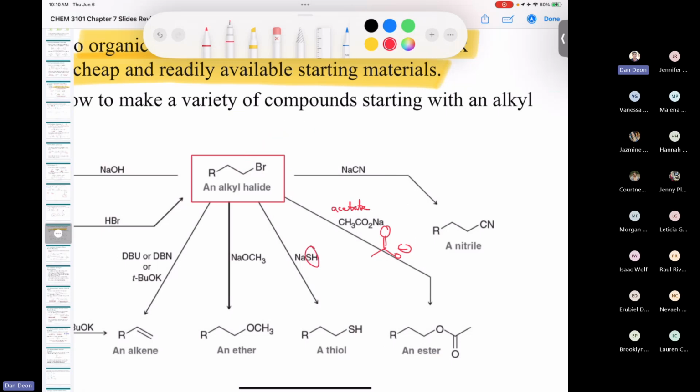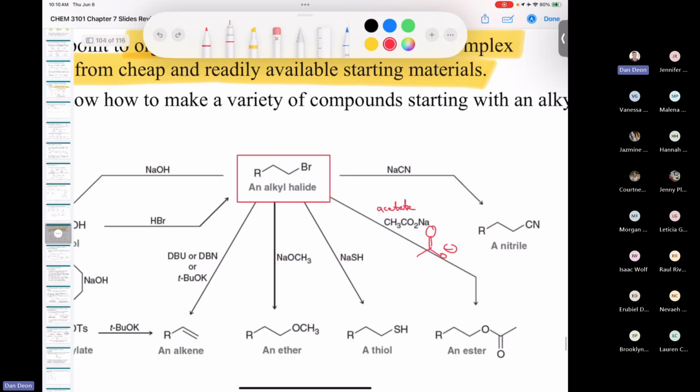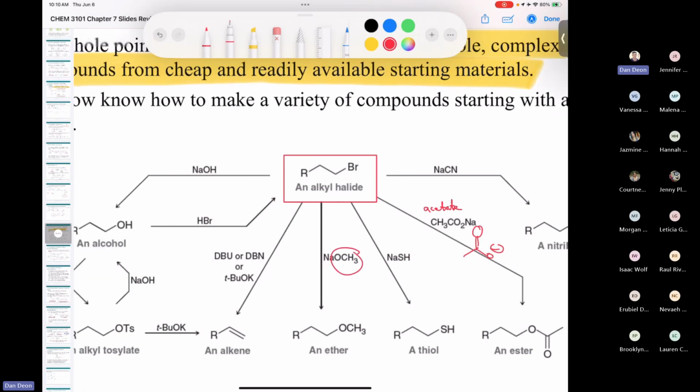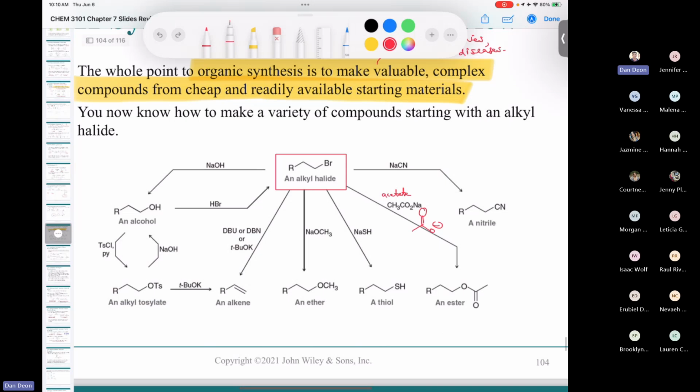Could you use a sulfhydryl anion to do an SN2? Yes. That would give you a thiol. Could you use methoxide to do an SN2? Sure, we did it a bunch of times. That would give you an ether. So all of these reactions were all SN2 reactions.